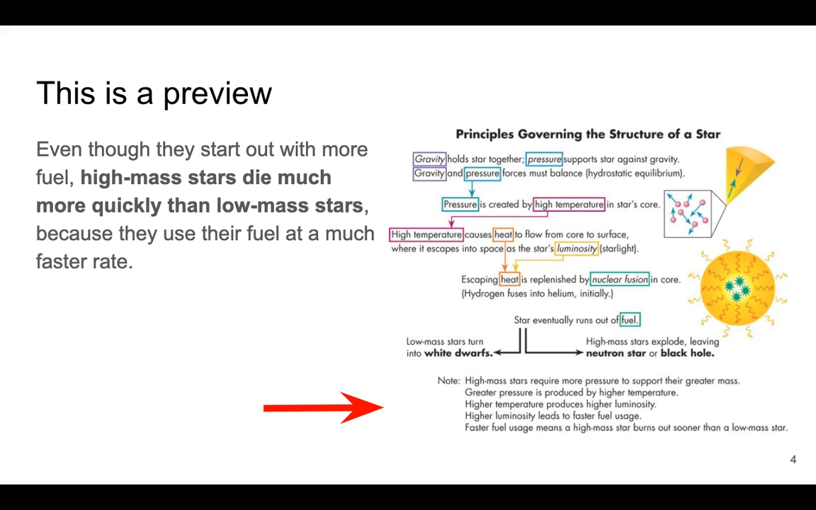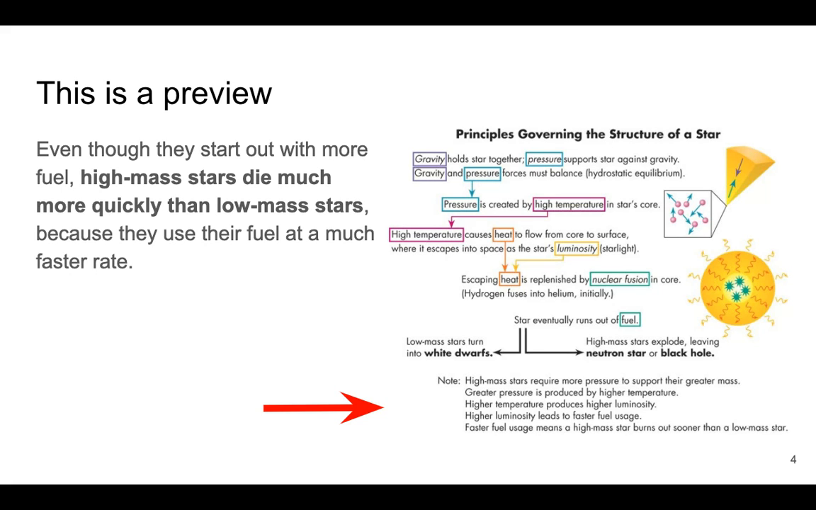So this is one thing I want you to take from this. Very important idea in this chapter. Even though the high mass stars have higher mass, they have more fuel, so it seems like they have more things to fuse, so they should probably be doing it longer, but that's not the way it works out. High mass stars are going to die much more quickly than low mass stars because the high mass stars are going to use their fuel at a much higher rate. So even though the low mass stars have less fuel, they're going to go through it much more slowly, and the low mass stars are going to end up living much longer.